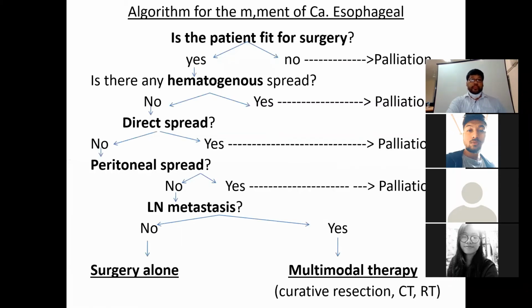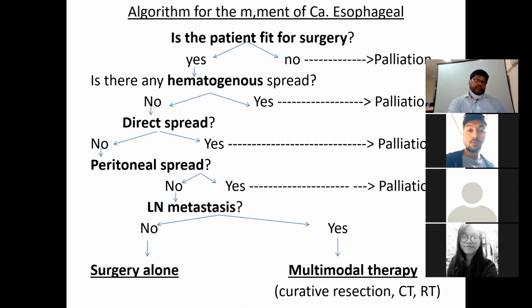So coming to the treatment part, the algorithm which we may follow is this one. First of all, the patient must be fit for surgery, and he should not have any type of spread like hematogenous spread, direct spread, peritoneal spread, or lymphatic spread. If the patient is fit and has no spread, then surgery alone is sufficient.